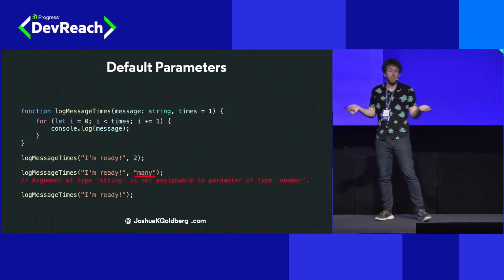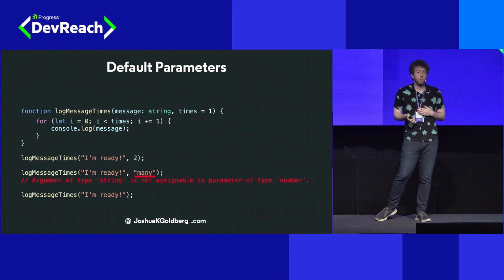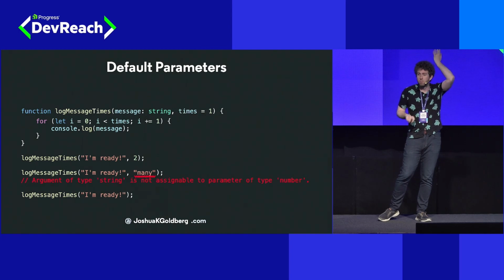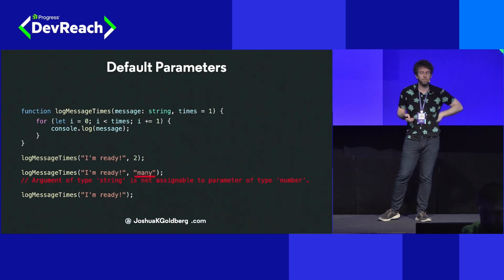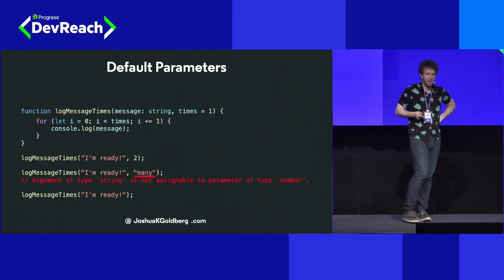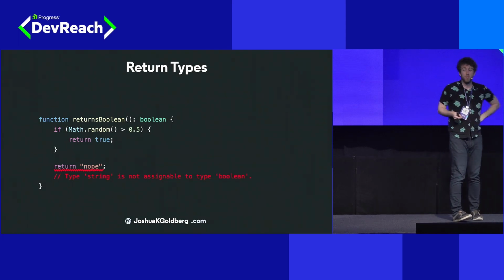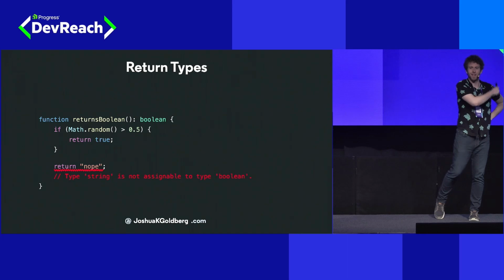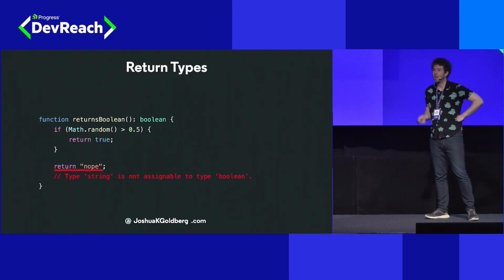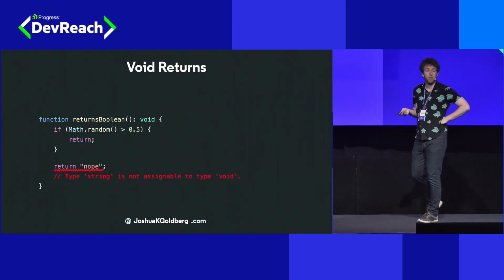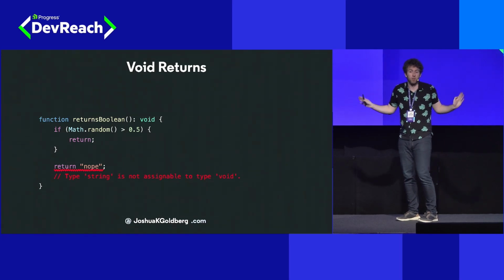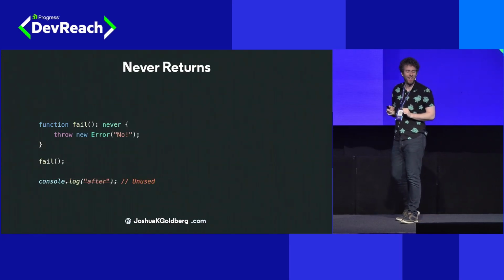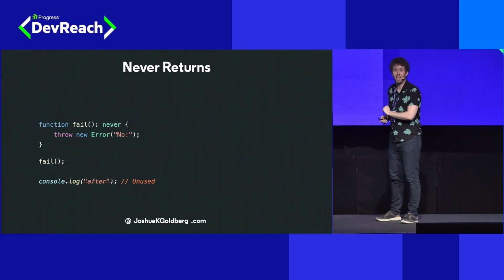You can also use default parameters. Kind of like with variables, you don't need a type annotation because TypeScript can tell the times parameter is type number. It's the primitive. We also have return types. You can declare what type a function is allowed to return, much like in basically every other typed programming language. TypeScript also has void, indicating I'm not going to return something from this. More on that later. TypeScript also has the return type never.